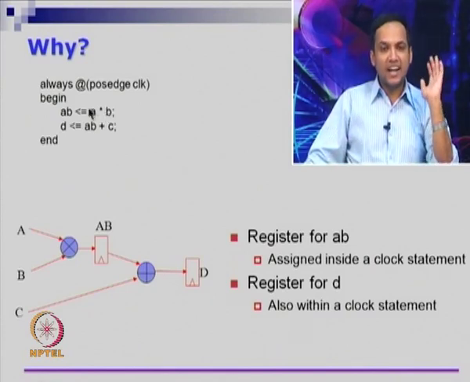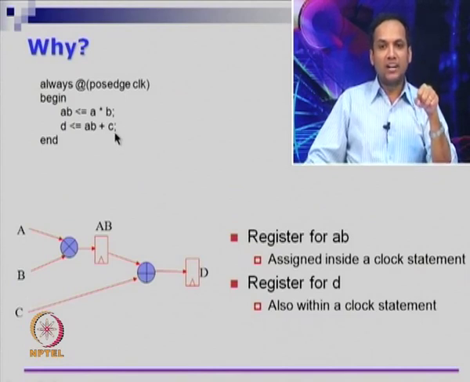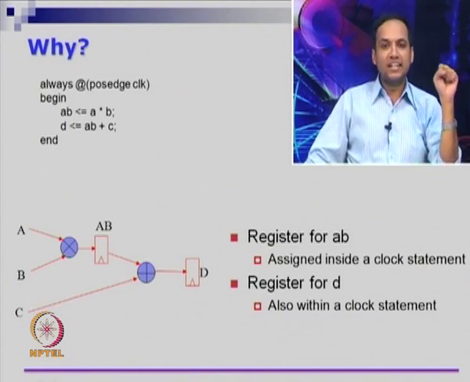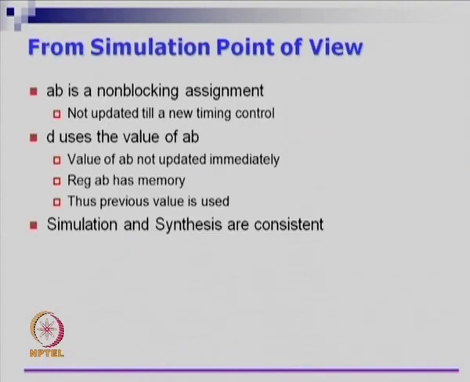Then you take current AB and C, add them, and put it for D, but the current value of AB that you have is something that you had in the previous cycle. So, that is the problem. AB is a non-blocking statement, it is not updated till a new timing control comes through. So, D uses the value of AB, but it is not updated immediately. So, the simulation and synthesis view that we have for this is correct. Essentially the model that we have is wrong. The synthesis and simulation match in what they are showing, and the model that we have is incorrect for the problem that we started with.